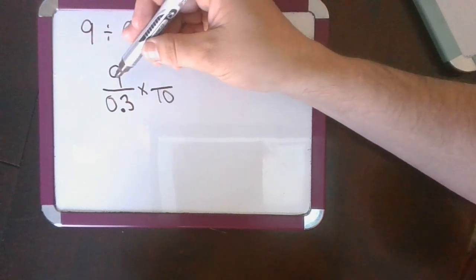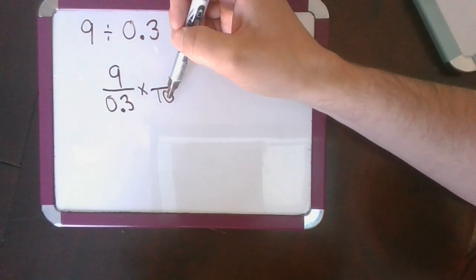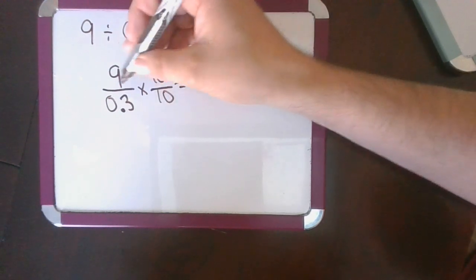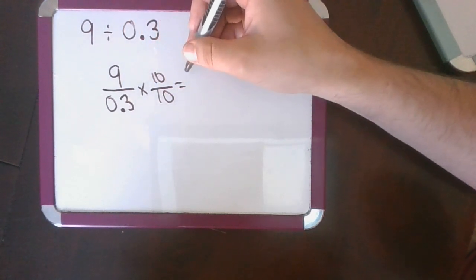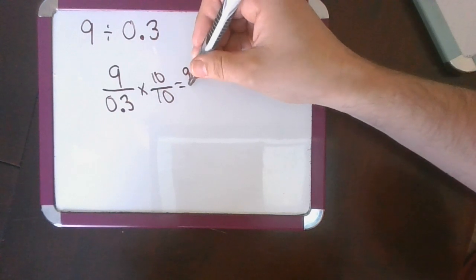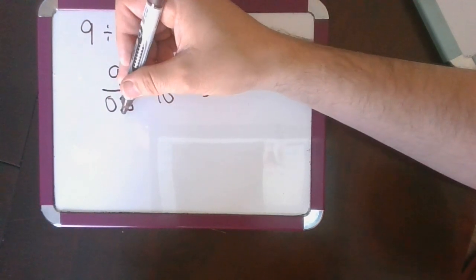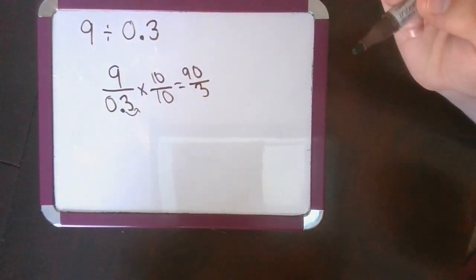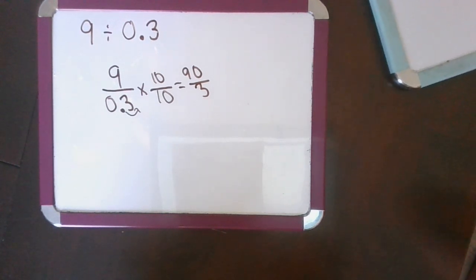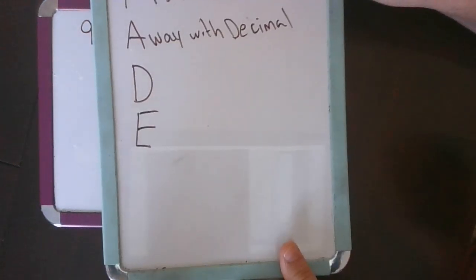Now, it needs to say equivalent. So whatever I multiply the bottom by, I need to multiply the top by as well. We practiced that for a long time. So 9 times 10 is 90, and 3/10 times 10 is 3. Remember, all we really technically have to do is move the decimal point when we multiply by 10. So now we move on to step D.